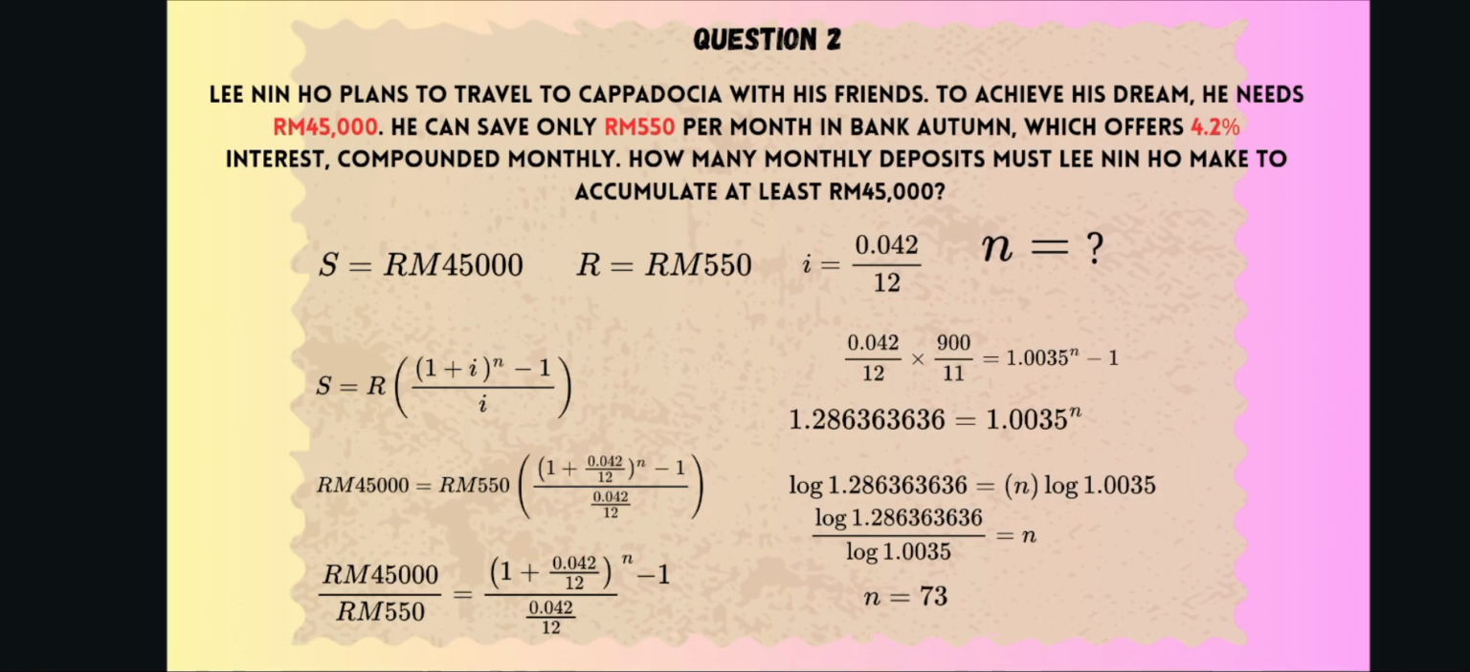Okay, next, let's solve question 2. Lin In Ho wants to travel to Cappadocia and needs RM45,000. He can save RM550 per month in Bank Autumn, which offers 4.2% interest per year compounded monthly. We want to find how many monthly deposits he must make to accumulate at least RM45,000. Then transfer all the information into the equation, then calculate it with the calculator and you will get the answer. And the answer is n equals 73 months.